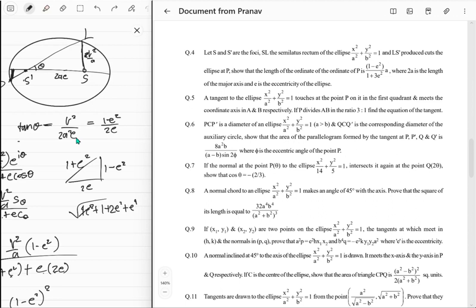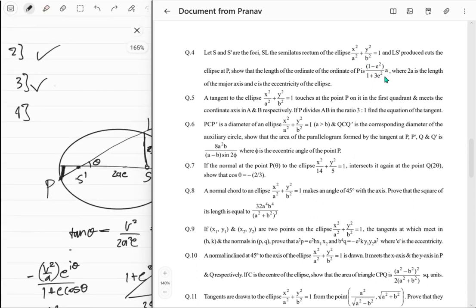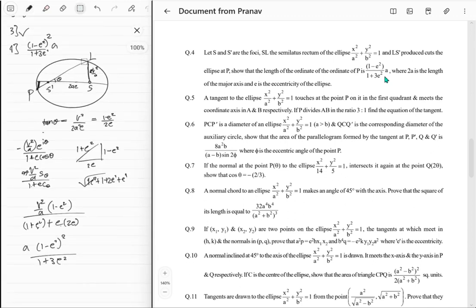Okay. Yeah, 2b square upon, right. Okay, b square upon a, and then upon this guy, it's going to be this thing. Yes, it's correct. That's right. They missed a square over here. It's supposed to be a square. Right. So it's 1 minus e square upon 1 plus 3e square times a. That's more like it. Next.